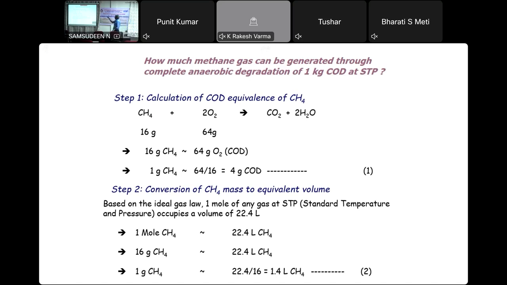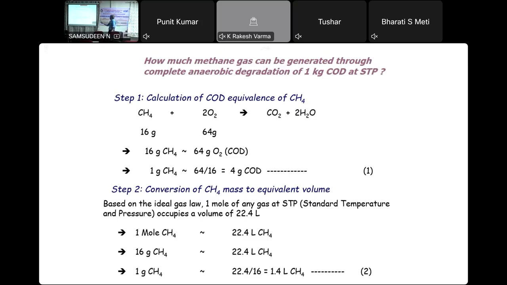I'm going through step by step how we did that, because I need to know the molar mass. Methane is 16, oxygen is 32. There are 2 oxygen. We got 64, and then we convert them to finally get that 1 gram of methane will give you 4 gram equivalent of COD. That's how you calculate the COD equivalent.